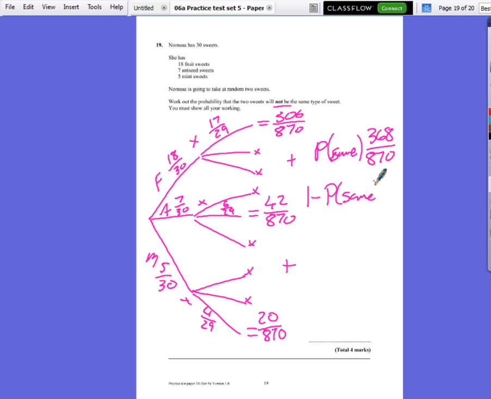Okay, this is just a way of keeping the working out neat. So we want to do 1, take away 368 over 870. To work that out, we just do 870 take away 368, which will give us 502 out of 870. If we cancel that down, again this is a calculator paper, so you can put that into your calculator to cancel down. That'll be 251 over 435.